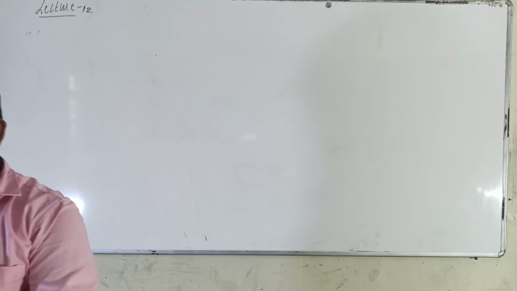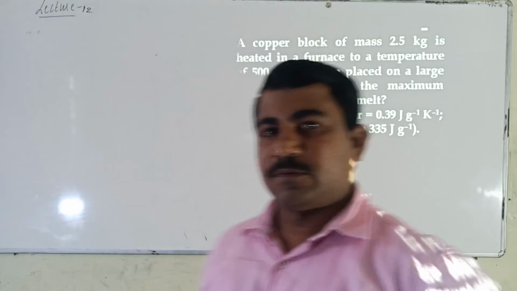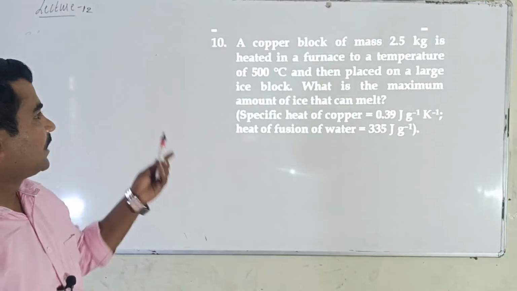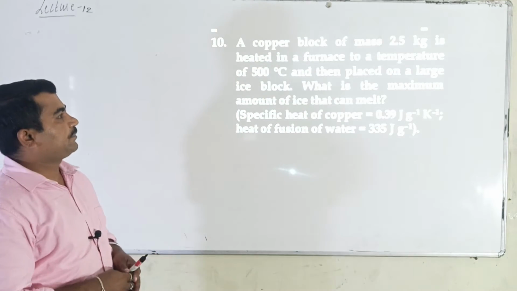Okay. Next numerical is, see here. Shall I go for the next numerical? This is numerical number 9. Now shall I go to numerical number 10? Look at me. What is the numerical?